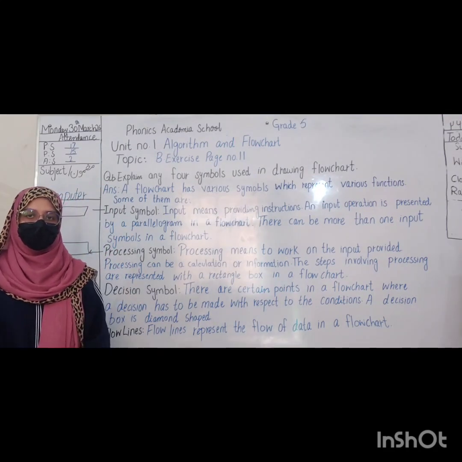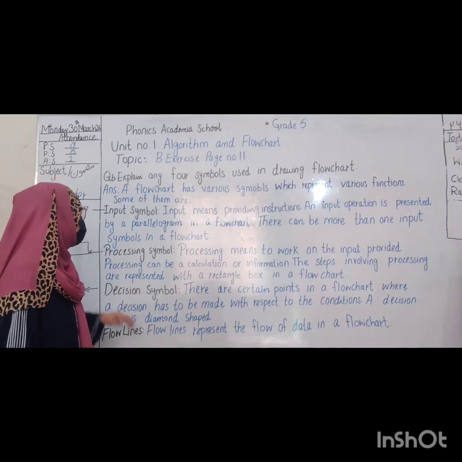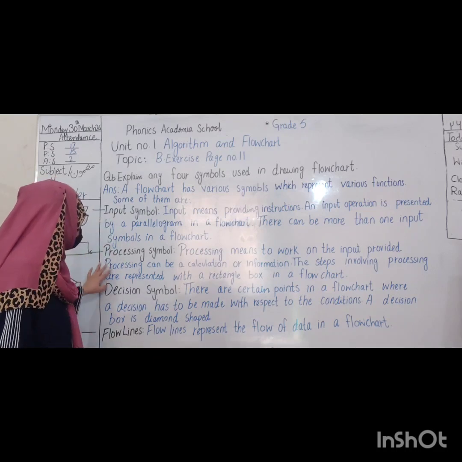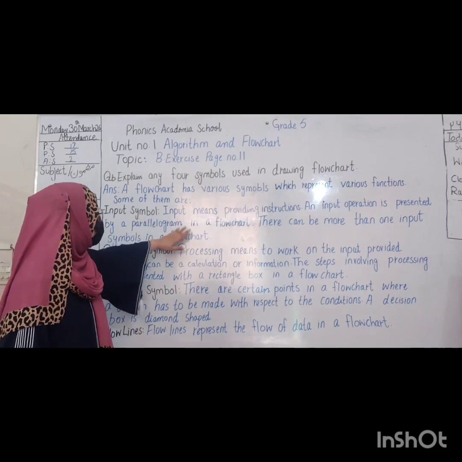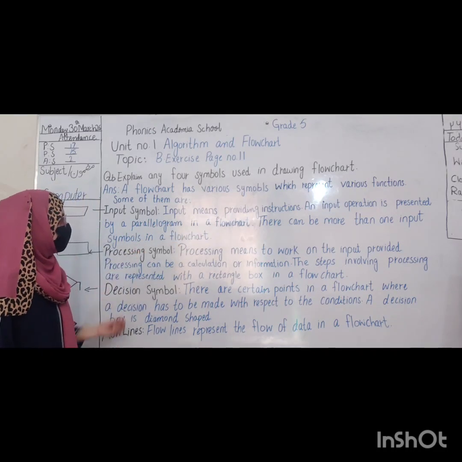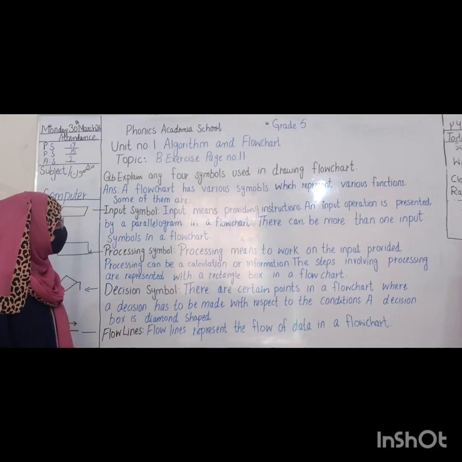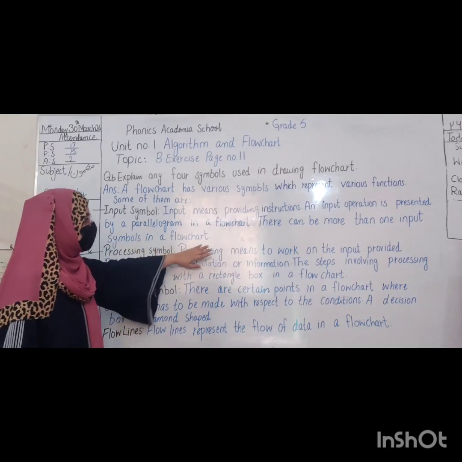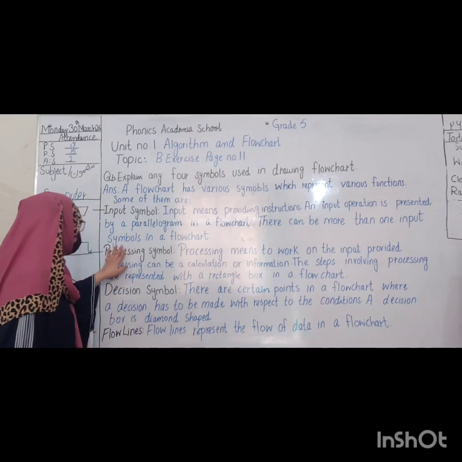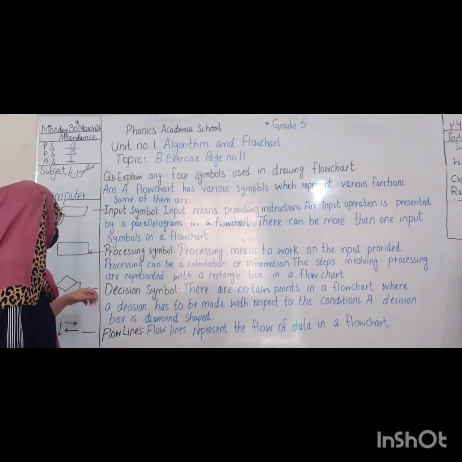Okay students, let's revise these questions. The first one is: explain any 4 symbols. We explain 4 symbols: input, processing, decision and flow lines. Input means providing instructions. Input का मतलब है instructions देना, and the input operation is represented by a parallelogram in a flowchart. Flowchart में input को हम parallelogram से represent करते हैं. There can be more than one input symbol in a flowchart. Flowchart में एक या एक से ज़्यादा input symbol हो सकते हैं.